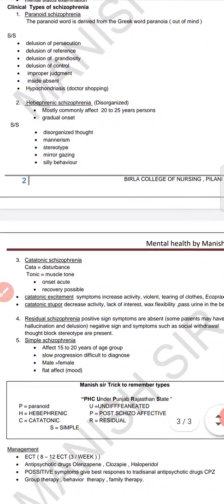Next, the second type is hebephrenic schizophrenia. It most commonly affects people 20 to 25 years of age. Its onset is gradual, slowly progressing. Signs and symptoms include disorganized thought, mannerisms, stereotype, mirror gazing, and silly behavior.